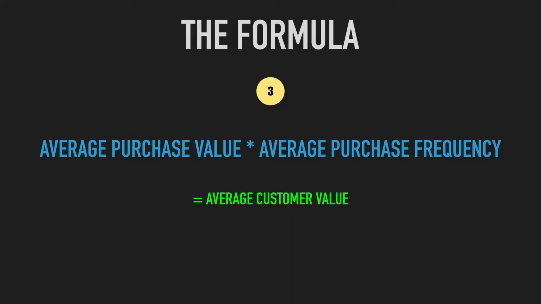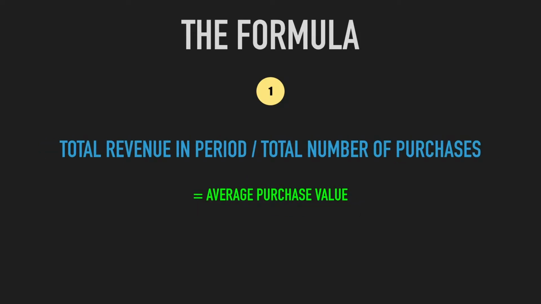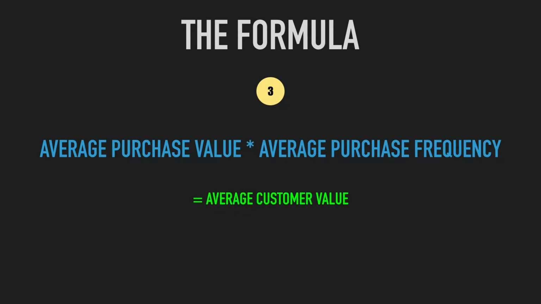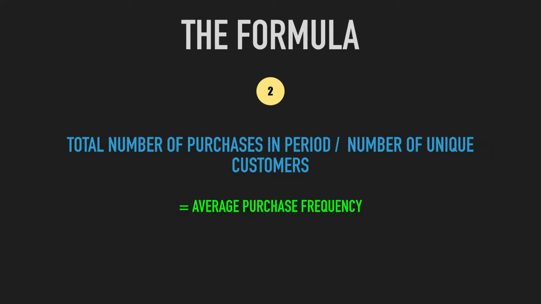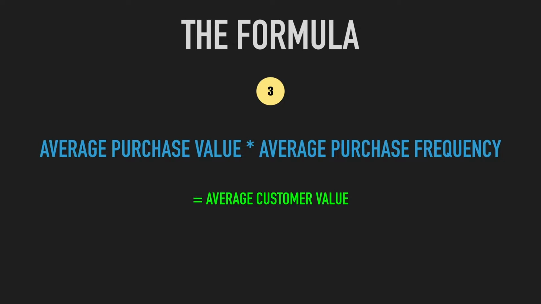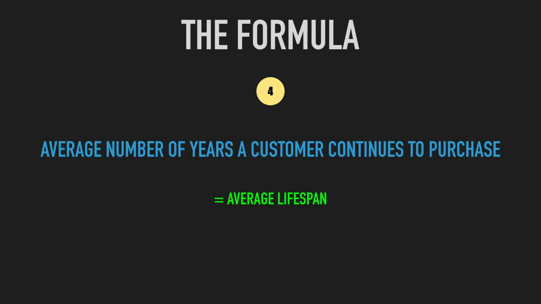All right. The third step is the average purchase value, which you worked out here in step 1, multiplied by the average purchase frequency, which you worked out here in step 2, and that will give you an average customer value. All right. So now you're getting really close. That is the average amount that a customer in that period, so say a year, is actually worth to you. Okay. Now this is where things get a little bit more tricky, because it's really hard to predict this, but it can be done. And this is the average number of years a customer continues to purchase.